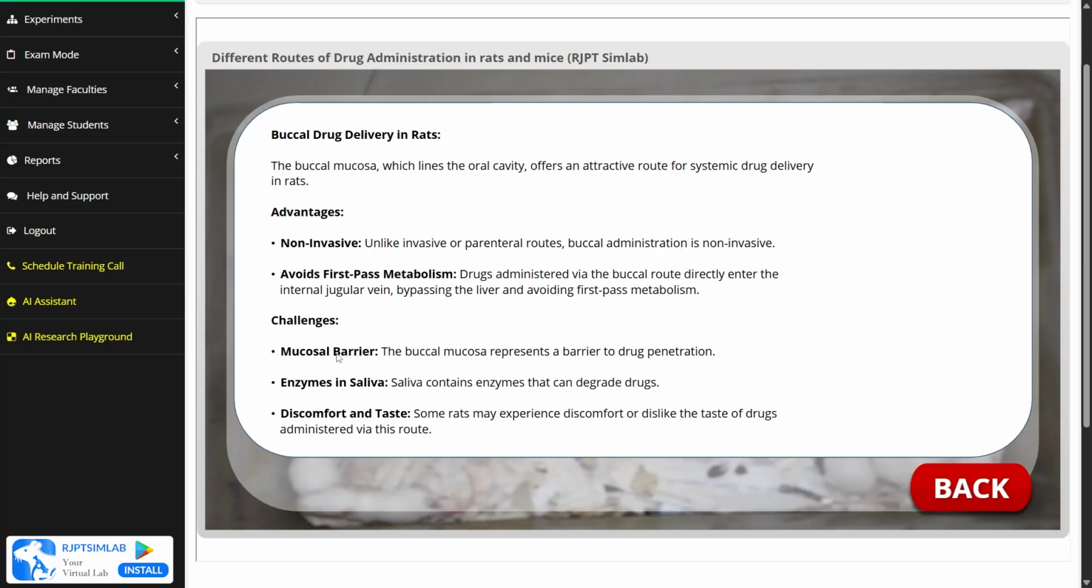Challenges for this route. First is the mucosal barrier. The buccal mucosa, which lines the buccal cavity, acts as a barrier to drug penetration. Enzymes in saliva: saliva contains enzymes that can metabolize and degrade the drug directly in the buccal cavity. Discomfort and taste: some rats may experience discomfort or dislike the taste of the drugs administered via this route.